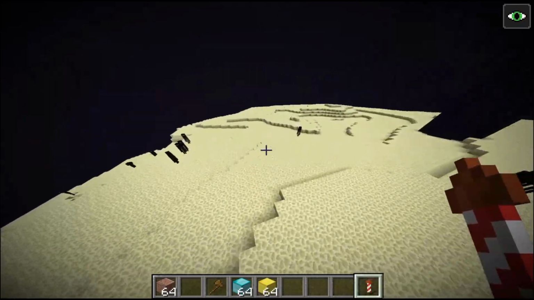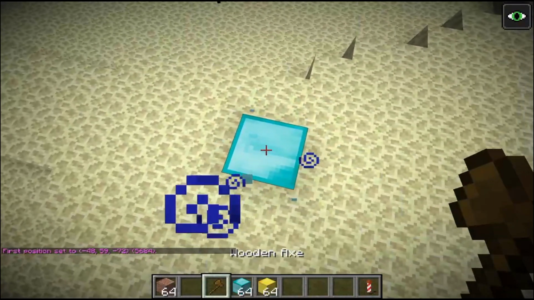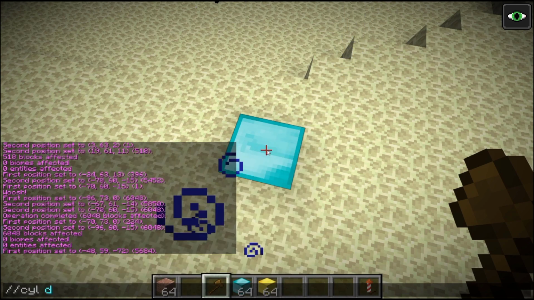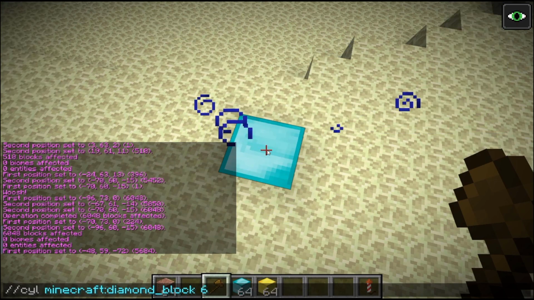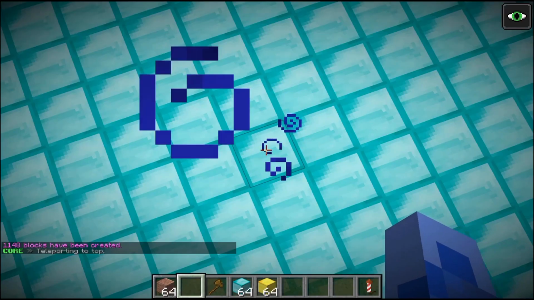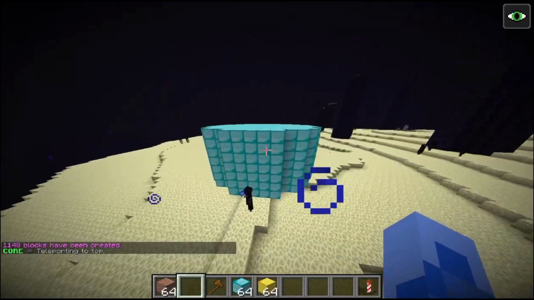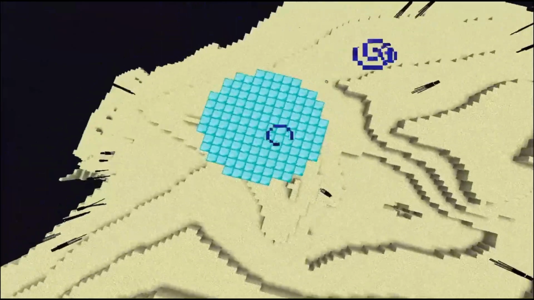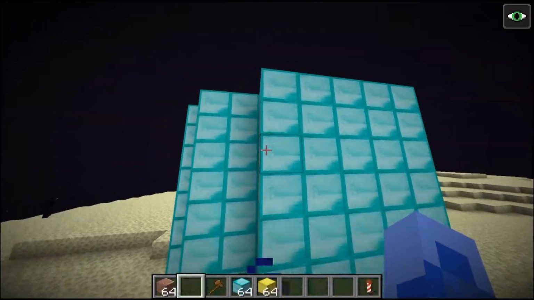So the next shape would be a cylinder. It would be slash CYL, diamond block, radius 6, height 7. Cool. So now we have a cylinder with radius 6. So you see all of these blocks here. That entire thing is being multiplied every single layer.